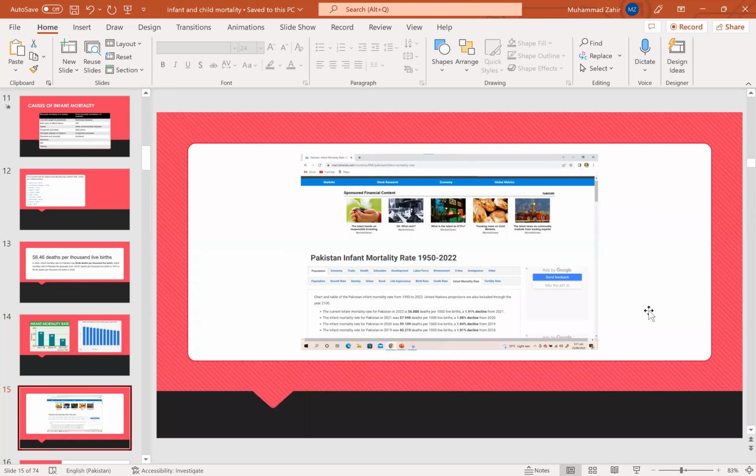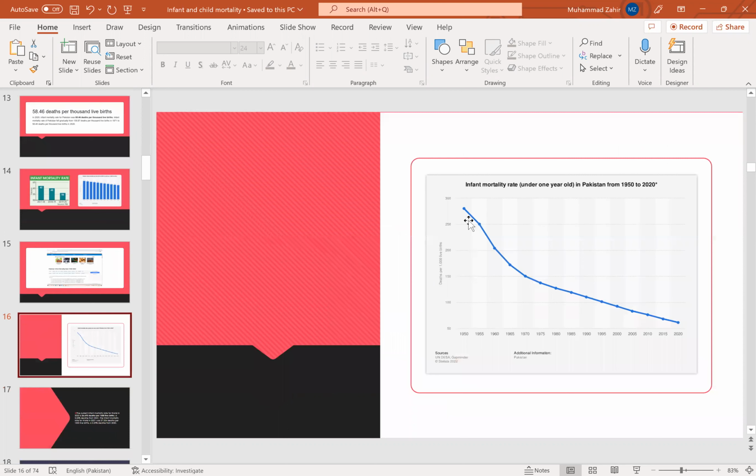This is again the data of the infant mortality rate from 1950 to 2022. And you can see it is, Alhamdulillah, gradually decreasing. In 2021 it is 56.88, then 57.919, 59, and in 2018 it was 60. So it is declining. Again, you can see in the graph that it is falling gradually.